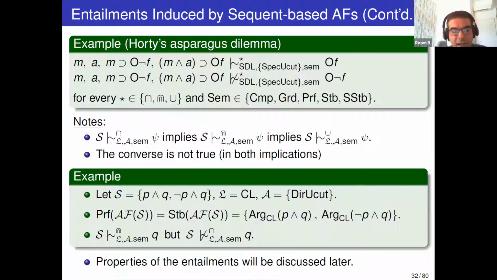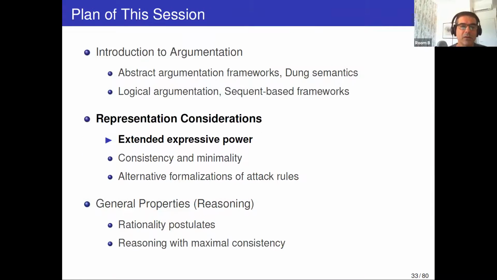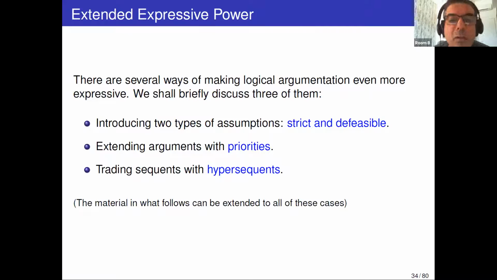The properties of this entailment relation will be discussed later on. Okay, so that's it for the general description of sequence-based argumentation. Now let's go to some representation considerations, and we will start with some descriptions of possible extensions of the expressive power of the formalism. There are several ways of making logical argumentation even more expressive. We shall discuss three types of extensions.